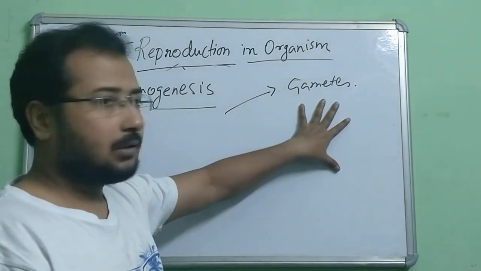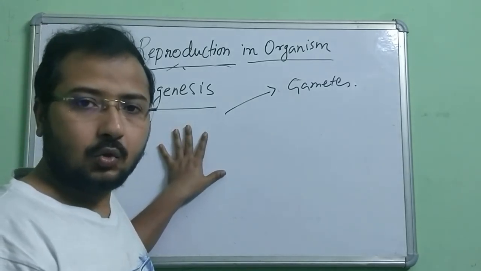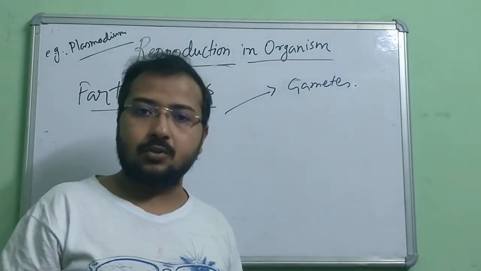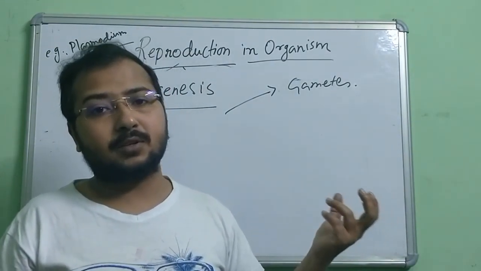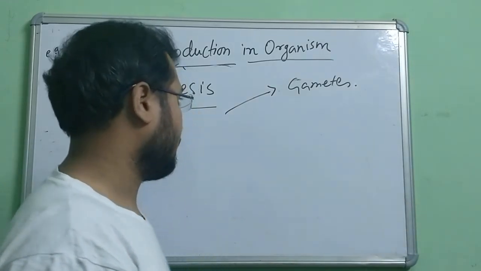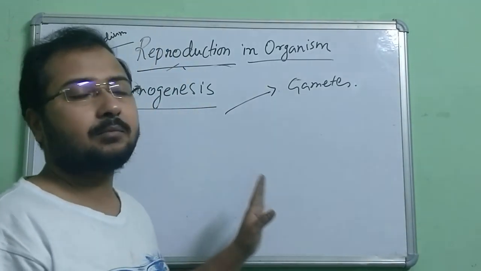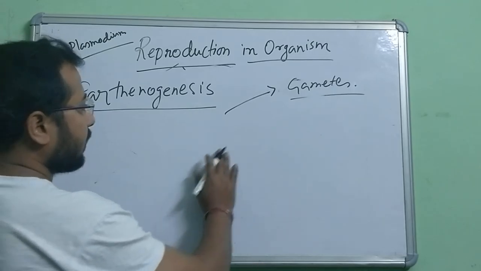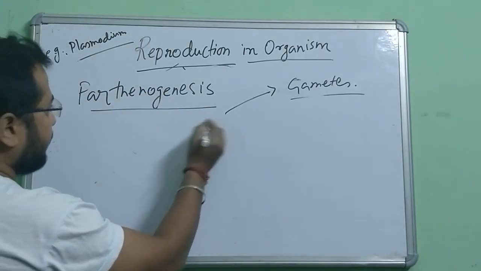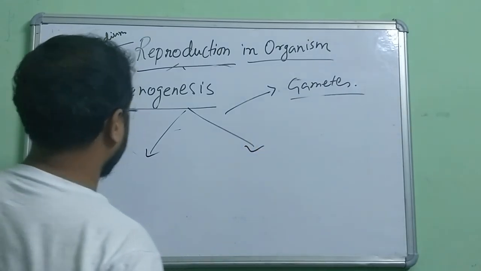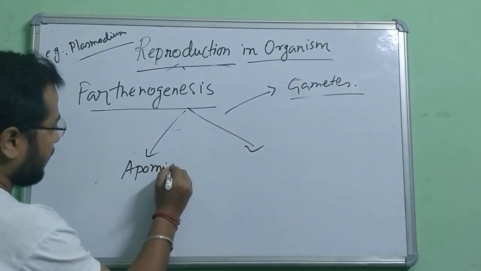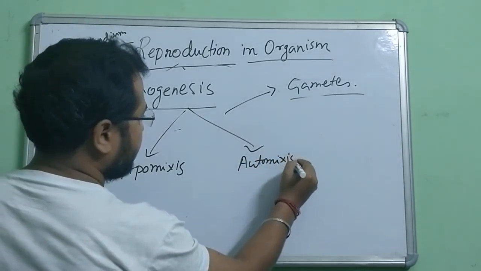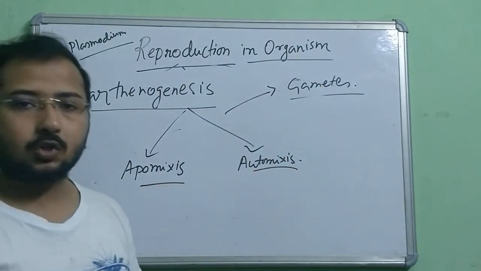It shows that these organisms, if not all obviously, sometimes undergo the sexual mode of reproduction if the environment is favorable for sexual reproduction. Otherwise, they undergo this parthenogenesis mechanism. So gametes are produced here. Now let's see, parthenogenesis is again of two different types. One is apomixis, one is automixis. Apomixis and automixis.